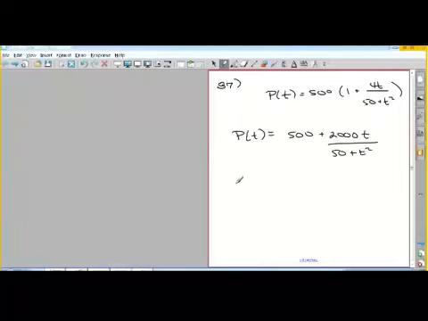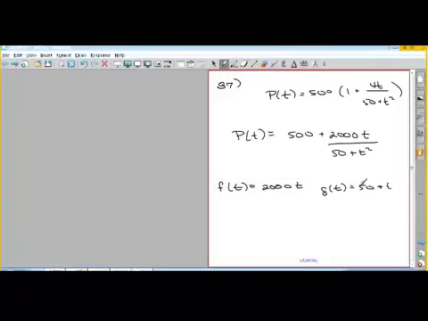So now we take the derivative. The derivative of a sum is just the sum of the derivatives. The derivative of this part is 0 because it's a constant. So to find the derivative of this expression, we have to take the derivative of that. Let's just go ahead and write it out. Let's let the numerator be f of t, 2,000 t, and the denominator be g of t, so we get 50 plus t squared.